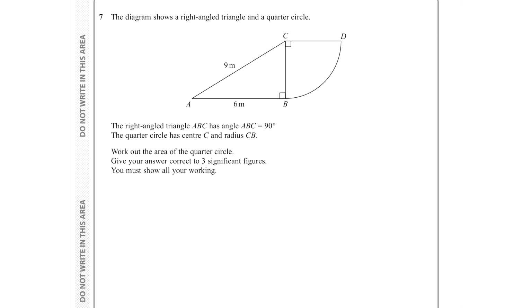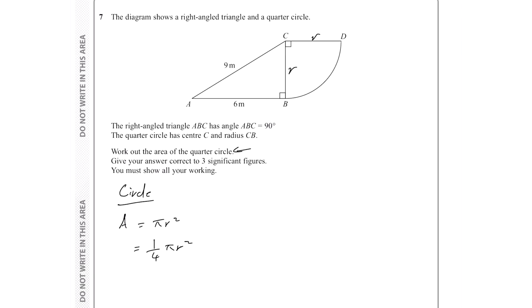It wants us to work out the area of the quarter circle. So the quarter circle, just to get my pen out, is that bit there. So let's just start off with some basic things about circles. So we know with a circle that the area is pi r squared. Now this is a quarter circle, so it's going to be 1/4 pi r squared. Radius is going to be that there and that there.